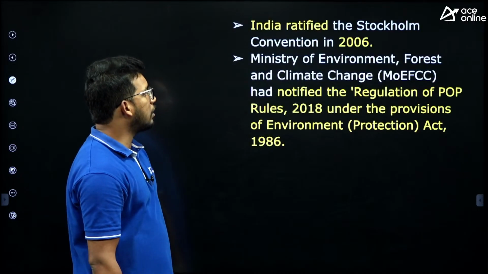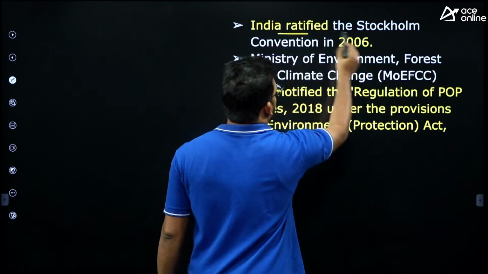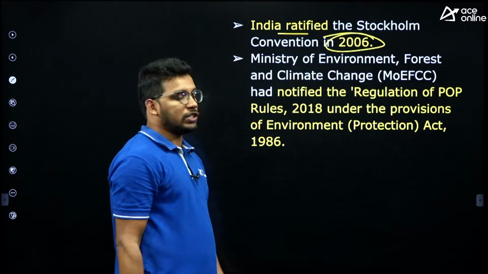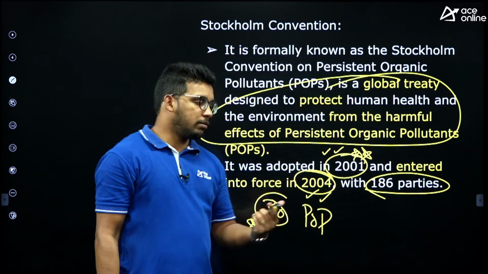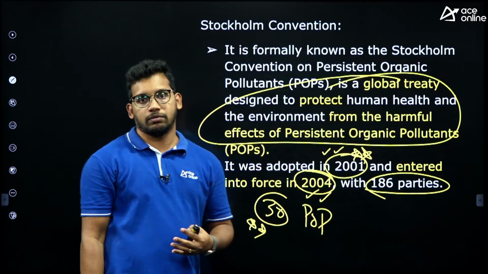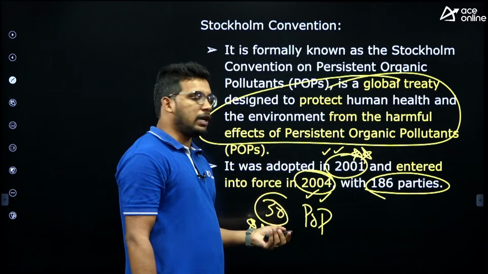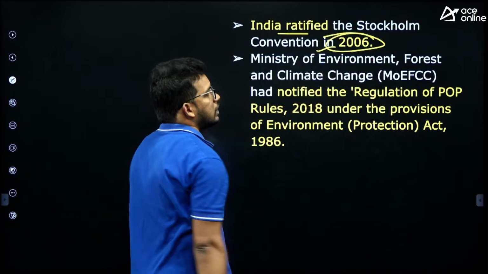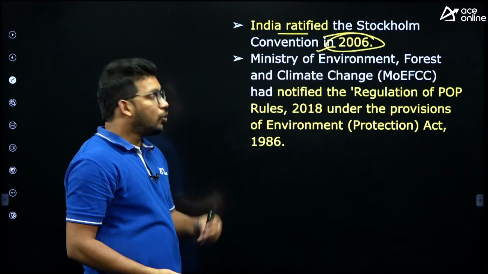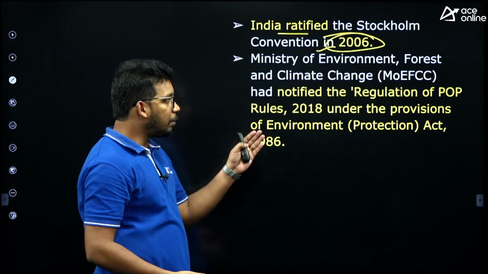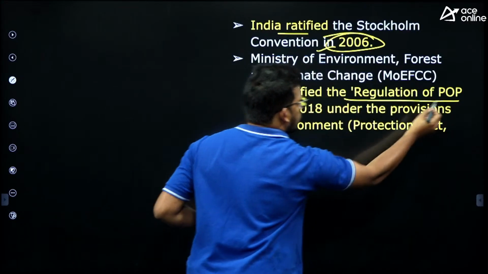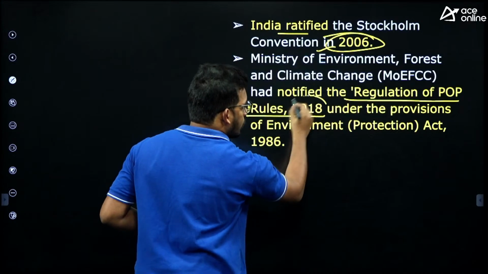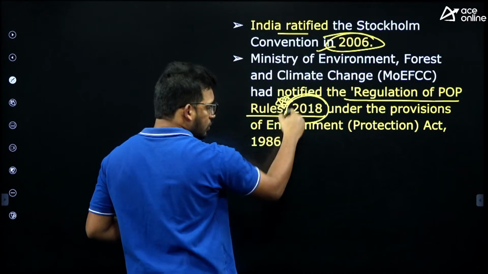So this is the convention, and India ratified it in 2006. India is not a country that signed from the origin; it is not a member from the beginning, rather it joined in 2006. So as of now we are part of it. To implement this treaty, the Ministry of Environment launched the Regulation of Persistent Organic Pollutants in 2018. This is also important.